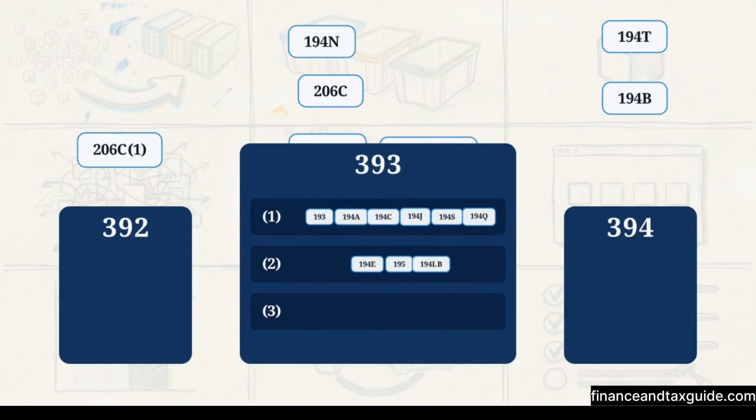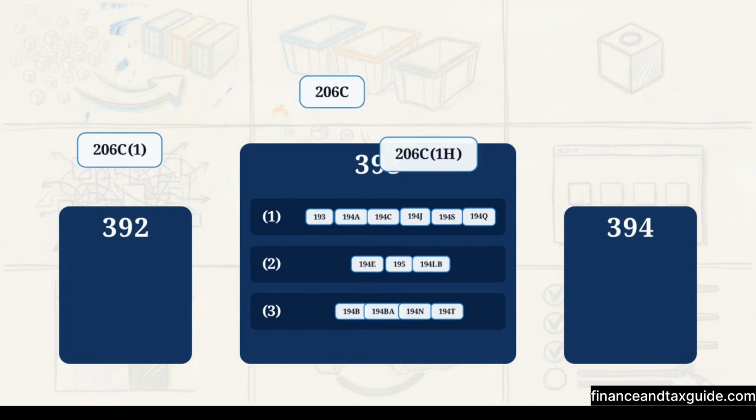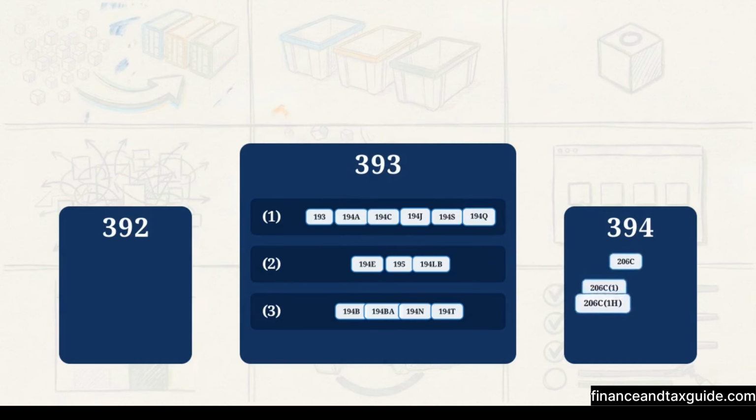Subsection 393(2) acts as the dedicated umbrella for all NRI payments, replacing the legacy 194E and 195 series. Subsection 393(3) is the catch-all for payments made to any person. This covers lottery winnings, partner payments, and high-volume cash withdrawals.